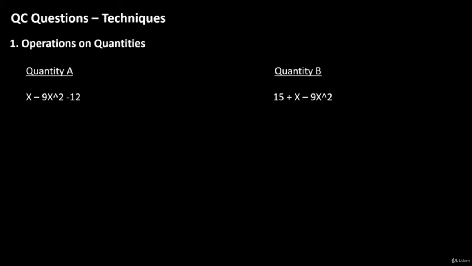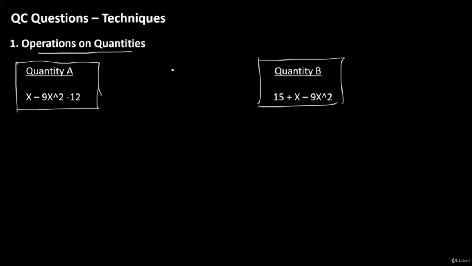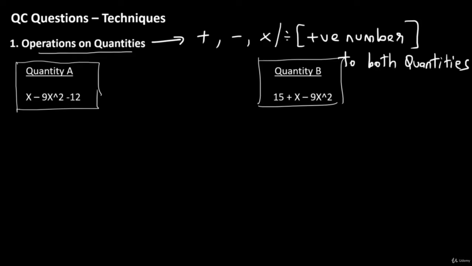So I have two quantities, quantity A that is x minus 9x square minus 12 and quantity B that is 15 plus x minus 9x square. Now when it comes to operations on quantities, you can perform the same operation on quantity A as well as quantity B without changing the relationship between these two quantities. What are the operations that you can do? You can add, you can subtract, you can multiply or divide.